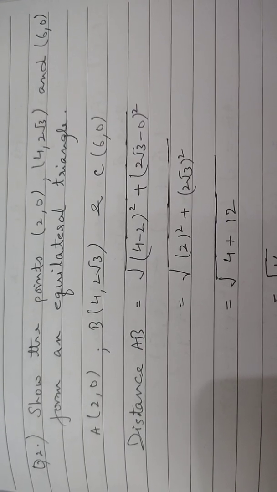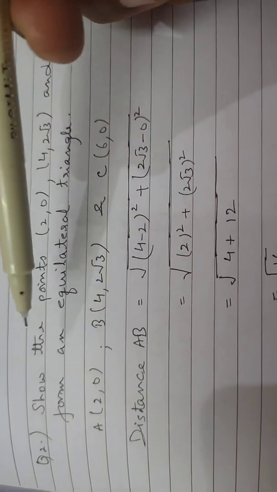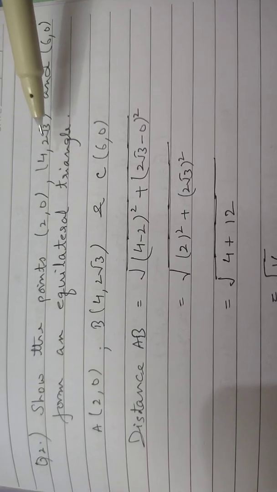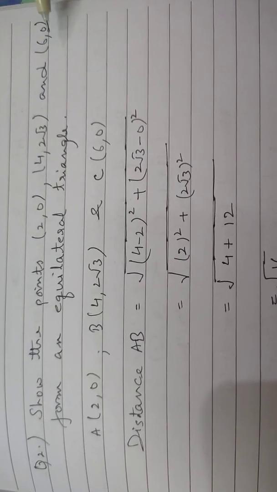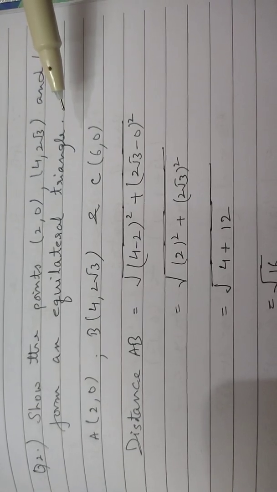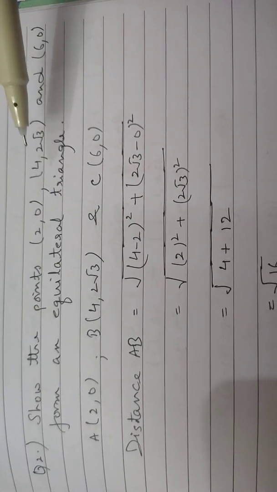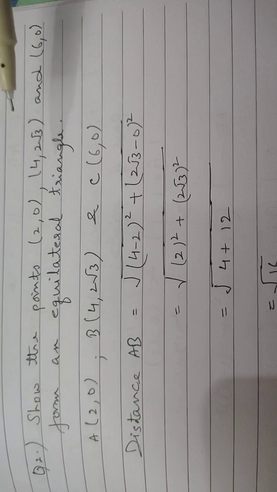In this one more question related to distance formula, the question says show the points (2, 0), (4, 2√3) and (6, 0) form an equilateral triangle. Now there are 3 points given over here for which the coordinates are also mentioned.